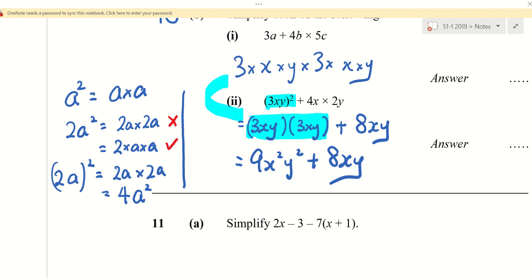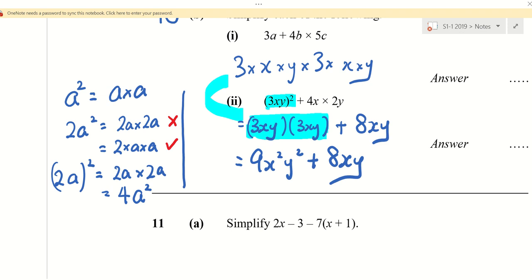Alright, those of you who can understand like that, no need to read this. But those of you who need it, you read this and understand 3 times 3 gives you 9, x times x gives you x squared, y times y gives you y squared. Next question. After I have this, do I simplify further? Is this like terms or unlike terms? Unlike. Because this is x squared y squared, this is just xy. So can add up together? Cannot. So this is the final answer.